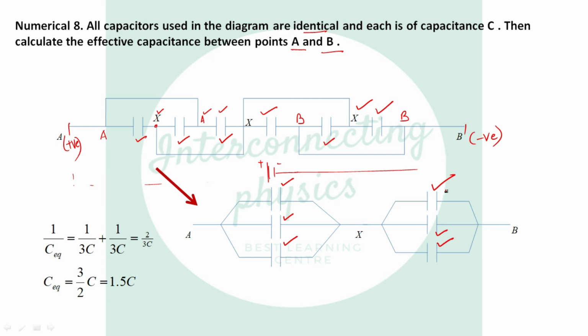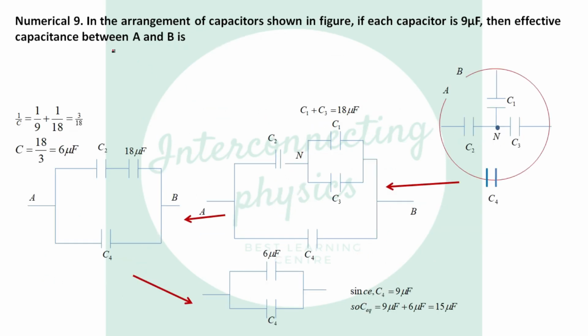These capacitors are in parallel, each C, so the equivalent capacitance is 3C. If these three are parallel to each other, the equivalent capacitance is 3C. Then the equivalent diagram will be 3C, A and B. These are in series, and when we calculate the series we get 1.5C as the answer. Hope you understand this. One way to understand is to take your copy and pen, draw with me, and try to solve with me. Let us understand the next problem.